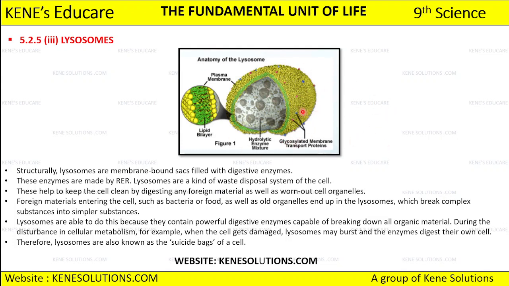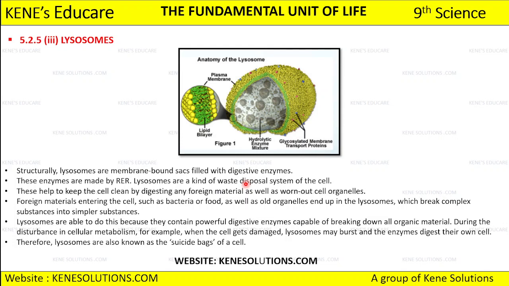So this is the third cell organelle that we are going to discuss. Structurally, lysosomes are membrane bound sacs which are filled with digestive enzymes. What are lysosomes? They are membrane bound sacs filled with what? Digestive enzymes. These digestive enzymes are made by the rough endoplasmic reticulum. And lysosomes are a kind of waste disposal system of the cell. What are lysosomes? They are the waste disposal system of the cell.